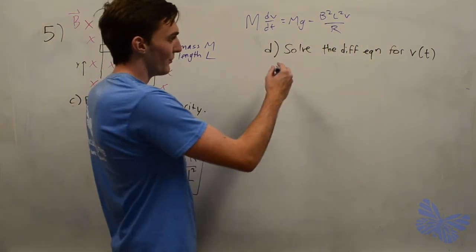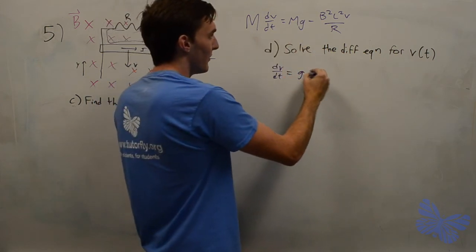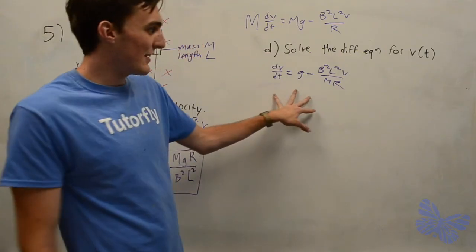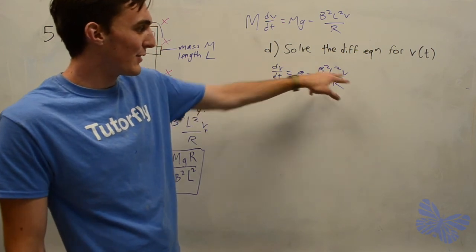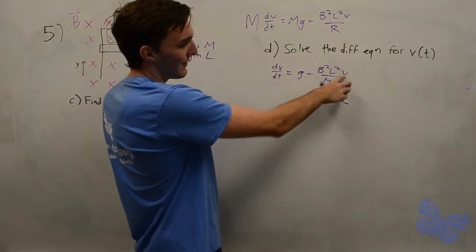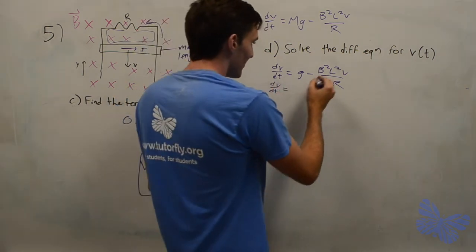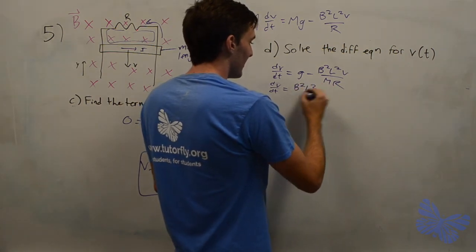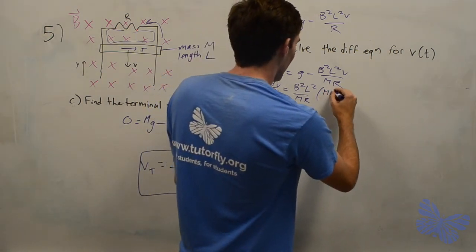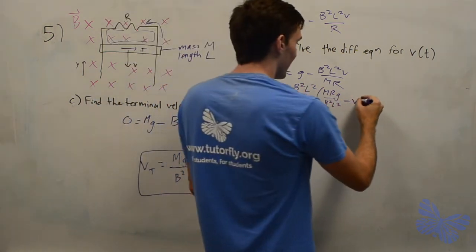And so let's make it dv dt. We just divide everything by m, so we get g minus b squared L squared v over mr. So to solve this, we basically need to bring everything with a v onto this side. And so an easy way to do this is to factor out this term so that v is by itself. So we get that dv dt equals b squared L squared over mr times mrg over b squared L squared. So we see if we multiply these two, we just get back to g and then minus v.